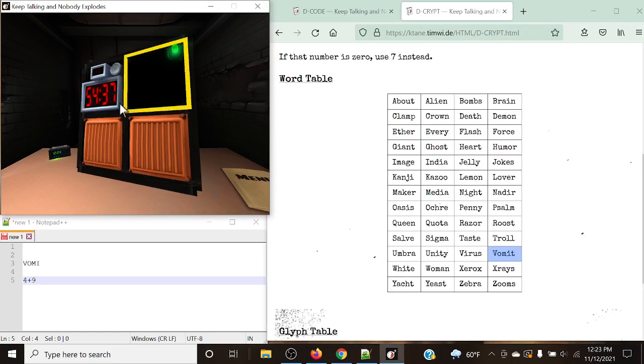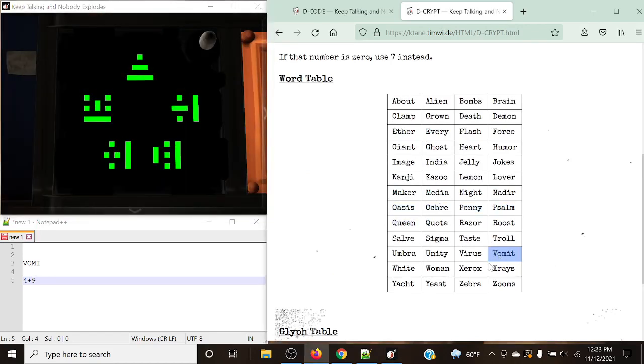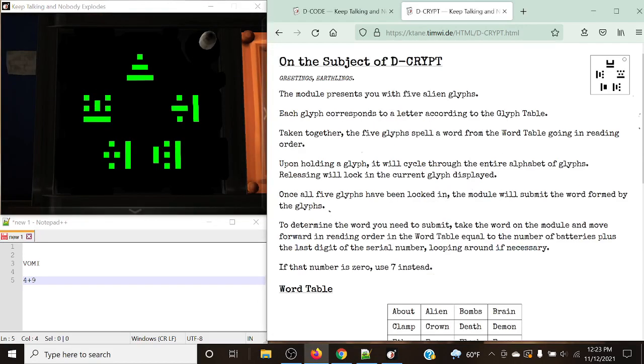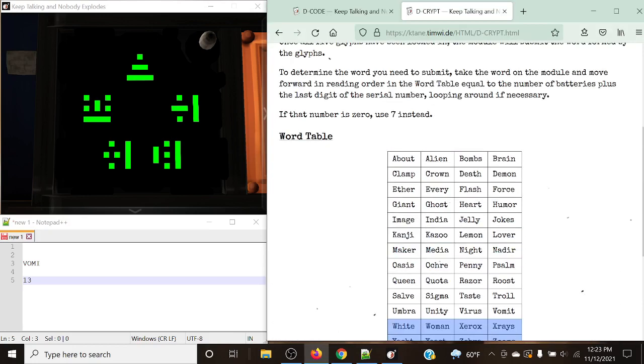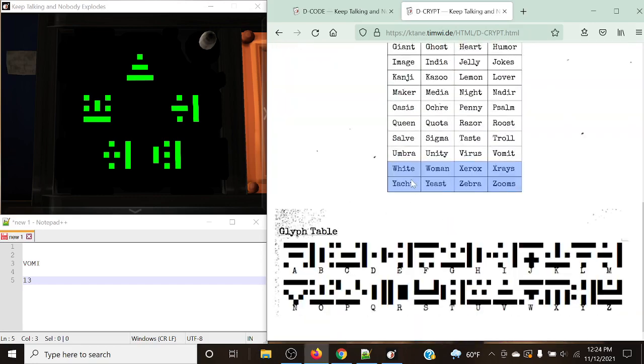So we're going to go in reading order. We're going to shift it in reading order forward by 4 plus 9, giving us 13. So we're going to shift forward by 13. So we're going to do 1, 2, 3, 4, 5, 6, 7, 8, 9, 10, 11, 12, 13. And our word we're going to submit is clamp. And remember, we're going to do this in reading order. Reading order is how it wants it in.